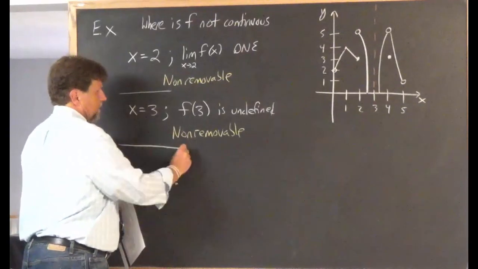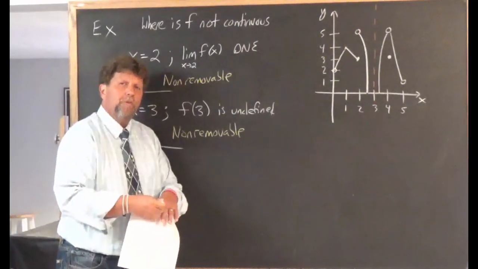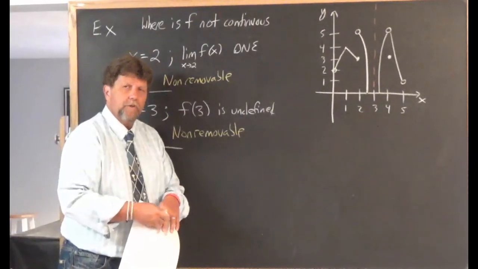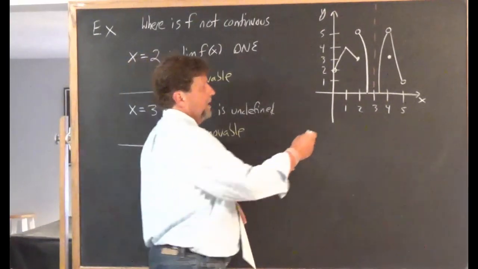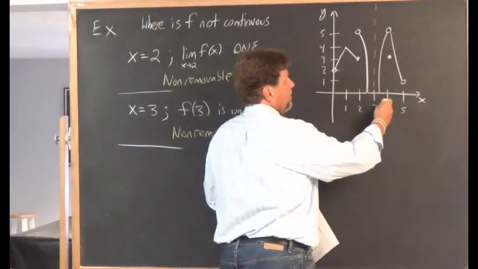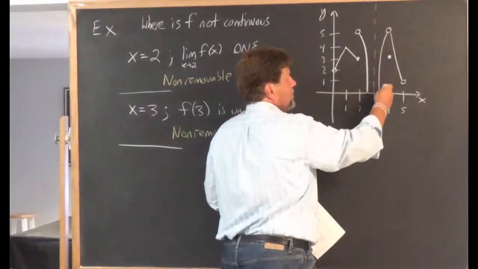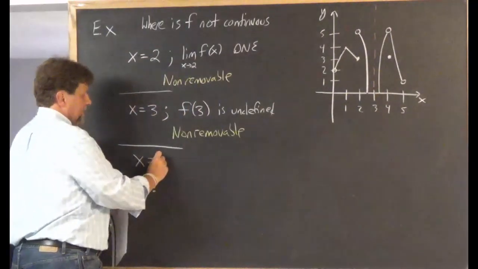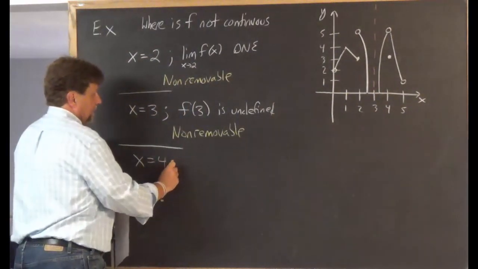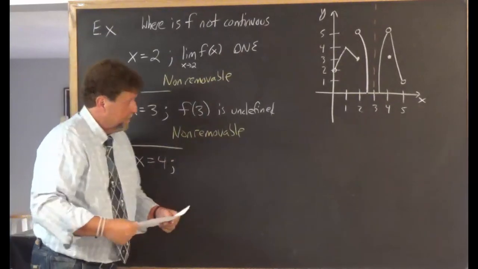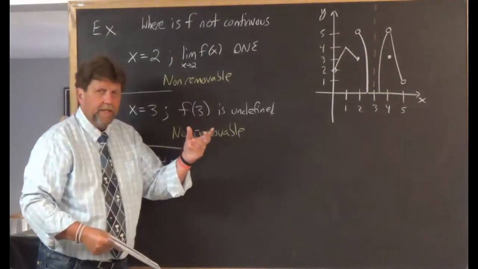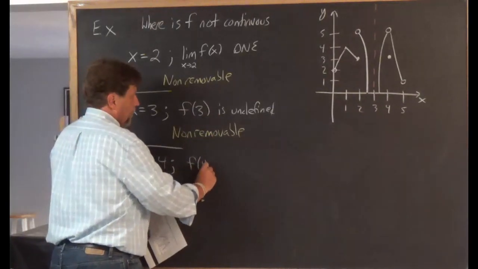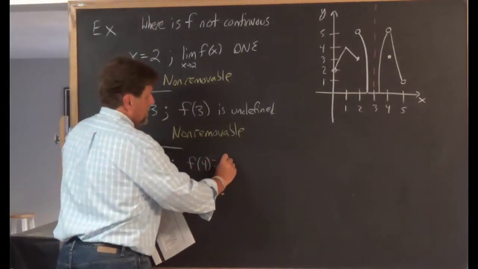All right. Let's see. Anywhere else in the open interval 0 to 5 where it is not continuous, where it is discontinuous? Boom. X equals 4. At x equals 4, it is discontinuous. Now let's see why. The function is defined at 4. In fact, f of 4 is equal to 3.